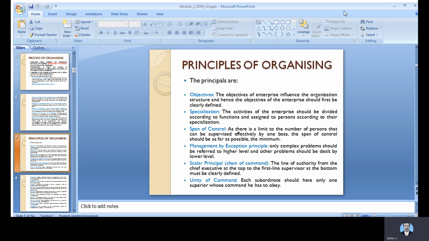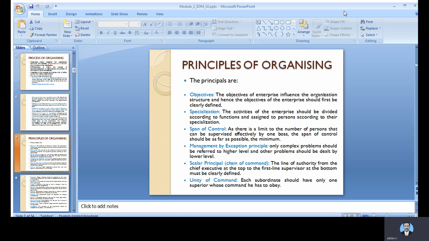The activities of the enterprise should be divided according to the function assigned to the person according to their specialization. Then we have span of control. As there is a limit to the number of persons that can be supervised effectively by one boss, the span of control should be as far as possible the minimum.